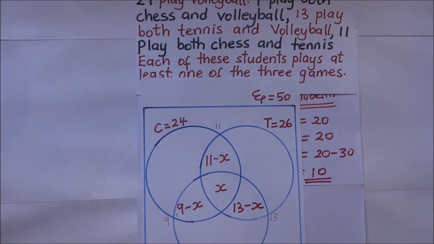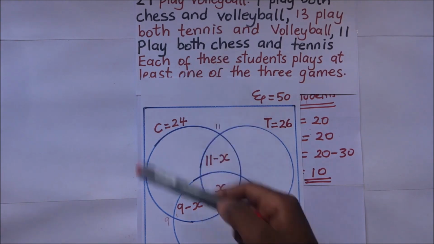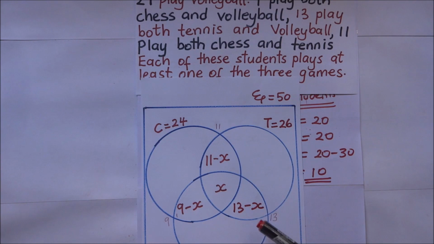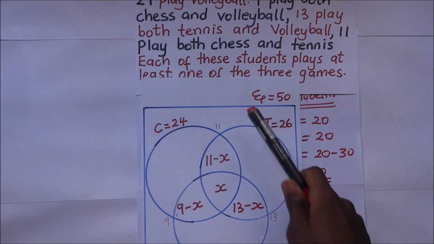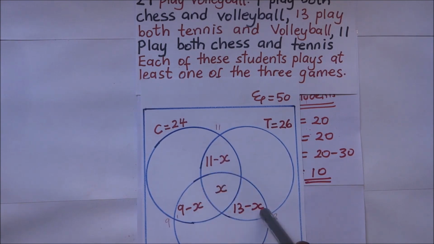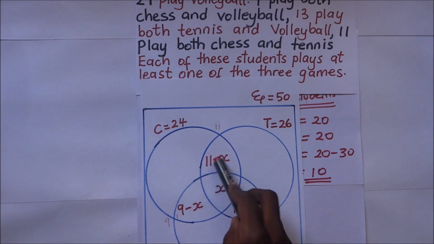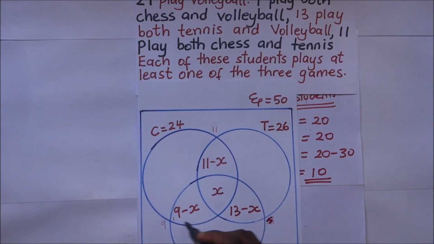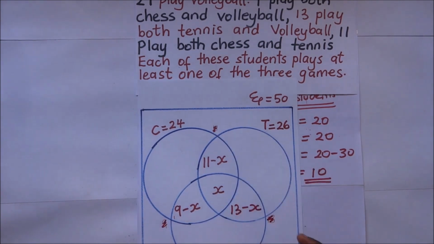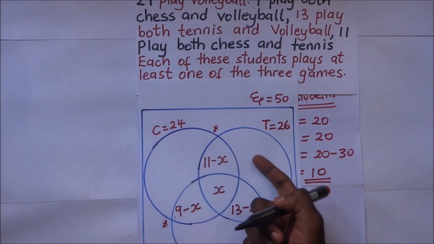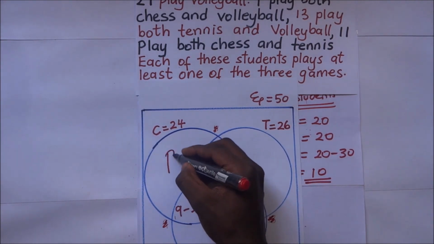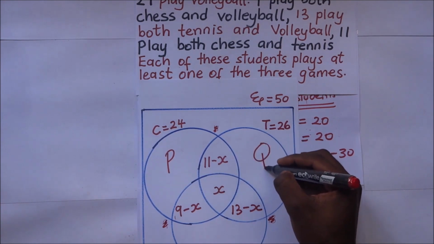Now, we are trying to interpret the question in the Venn diagram. For us to effectively represent this information in the Venn diagram, we need to first find this value of x. And when we find the value of x, we are able to represent everything in the Venn diagram. So if this is 9 minus x, 11 minus x, it means now this is out. So now we have these gaps that we still need to fill. Let's call them letters P, Q, and R.